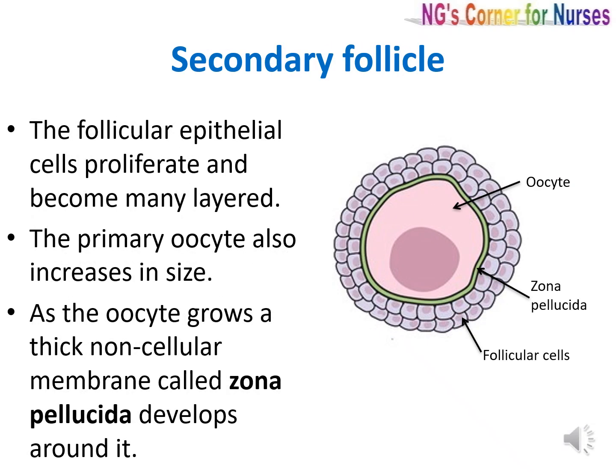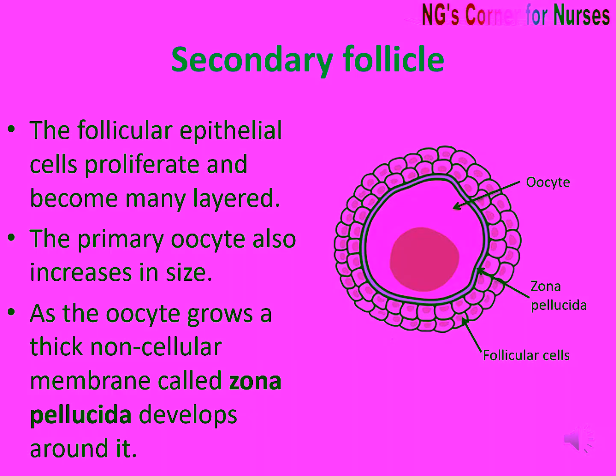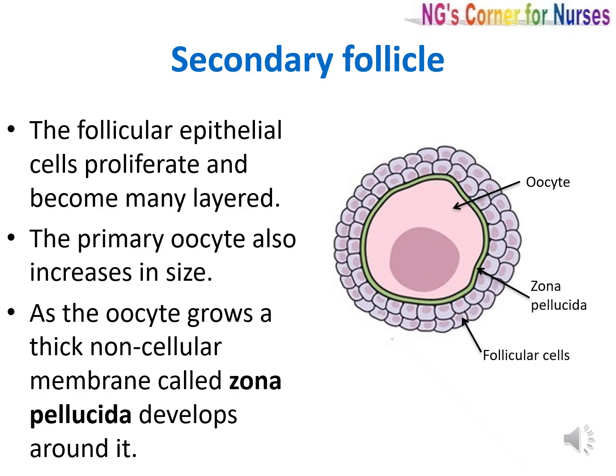Next, coming to the secondary follicle. Here the follicular epithelial cells proliferate and become many layered, and the primary oocyte also increases in size. As the oocyte grows, a thick non-cellular membrane called zona pellucida develops around it.